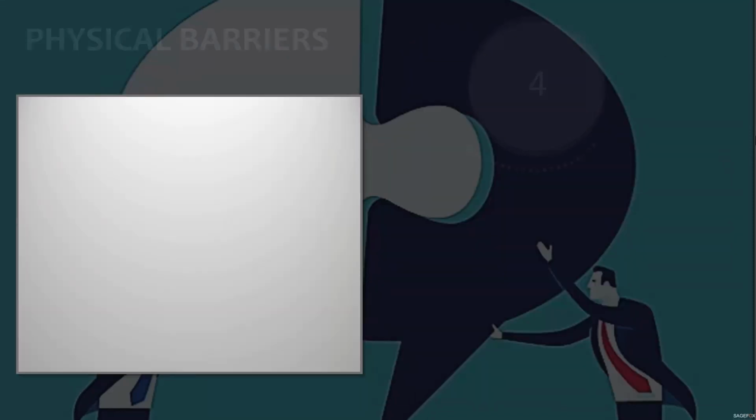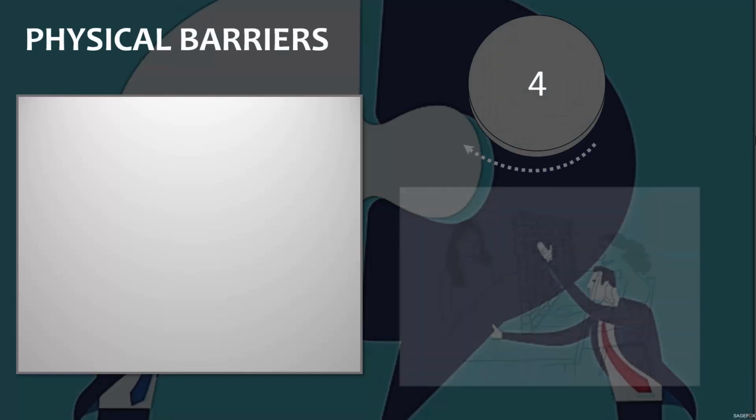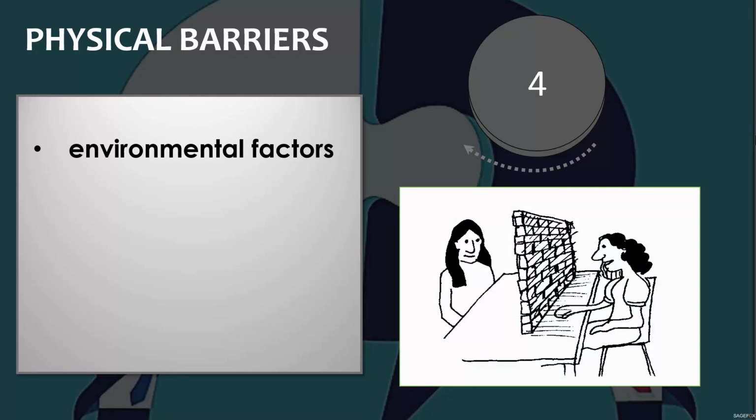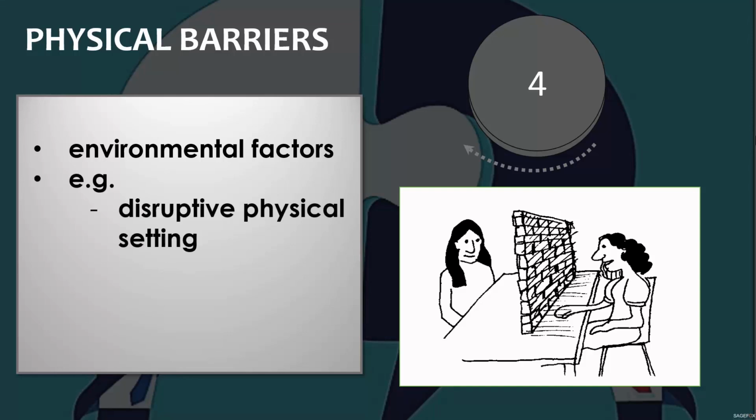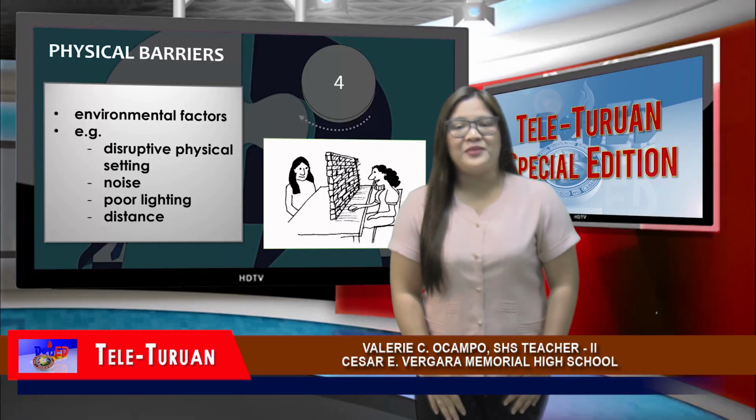The fourth and last barrier to effective communication is physical barrier. Not all barriers to communication are caused by people. There are many environmental factors affecting effective communication, such as a disruptive physical setting or environment where the communication takes place, such as noise, poor lighting, and distance. These are the common barriers to effective communication.